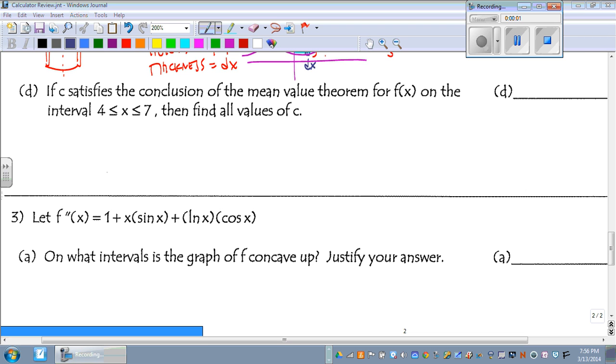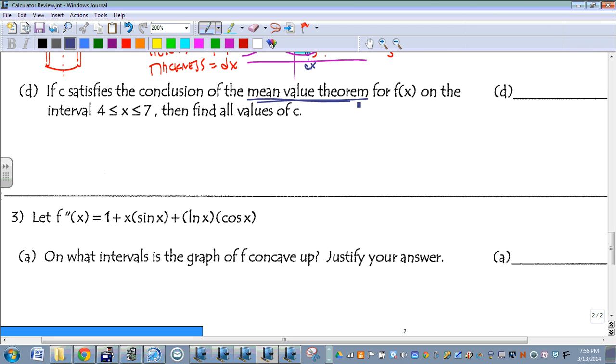Part D. If C satisfies the conclusion of the mean value theorem for f of x on the interval from 4 to 7, then find all values of C. So remember, the mean value theorem is basically when the derivative of f of x, and it's usually written as derivative of f of C, that's what we're trying to find, is equal to f of b minus f of a all over b minus a.